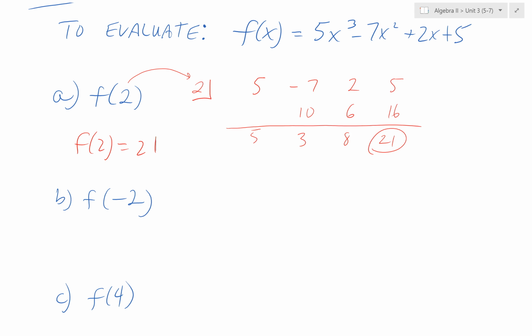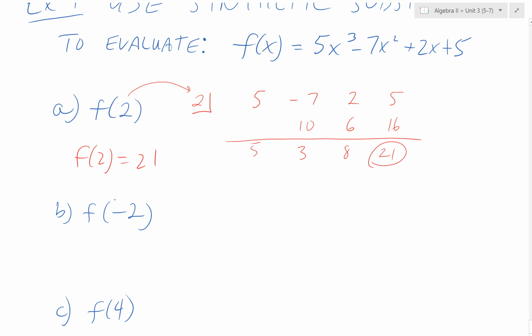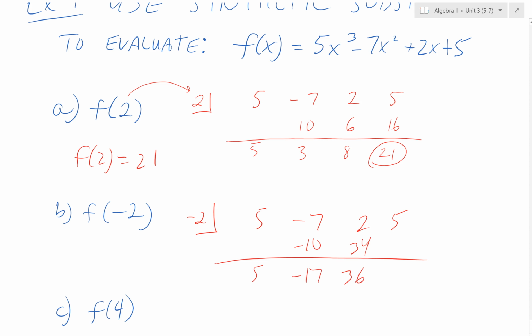Okay? If I want to know f of negative 2, I put negative 2 in the box. 5, negative 7, 2, 5. 5, negative 10, negative 17, 34, 36, negative 72, negative 67. So that means f of negative 2 must be negative 67.